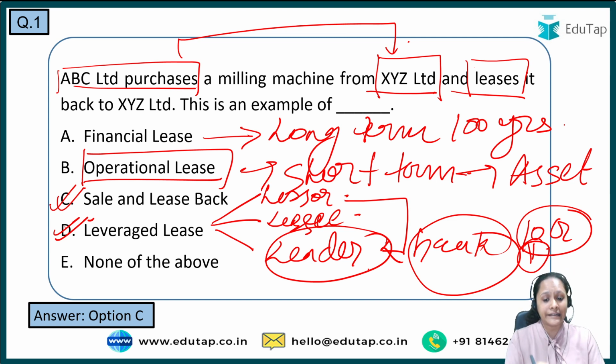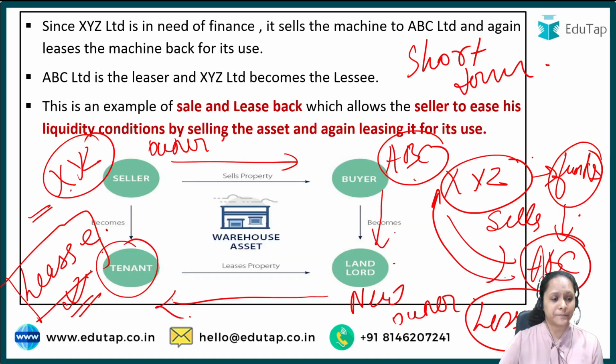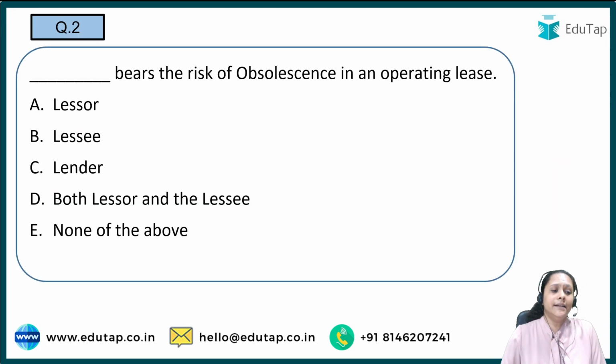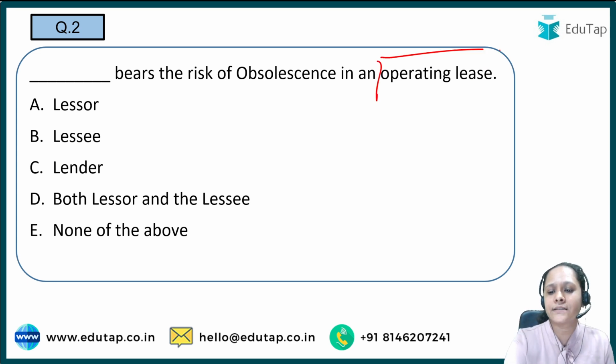And after he has acquired the asset, then he leases it out to the lessee, and in this case the lessor is just having an equity jaisa proportion and the lender has the major stake. I hope you understood what are the different types of lease. Now let's move ahead.